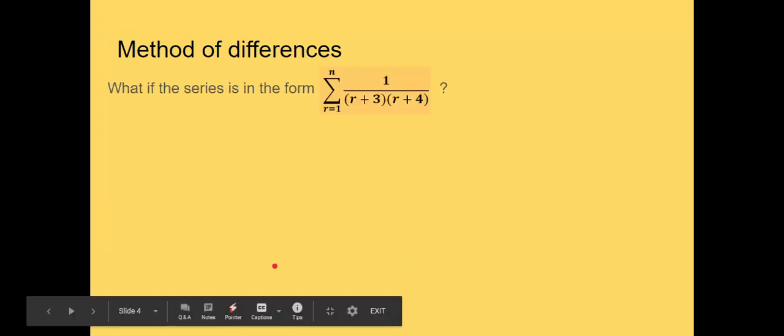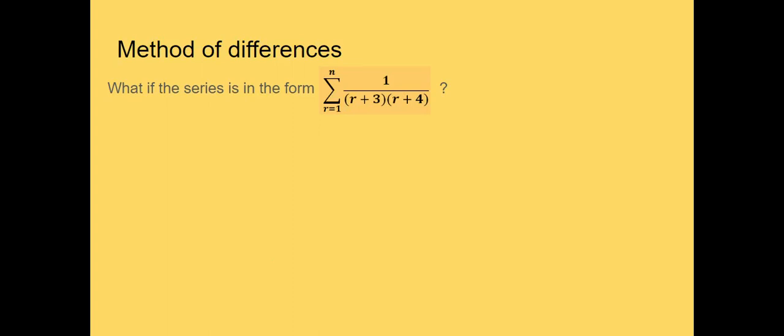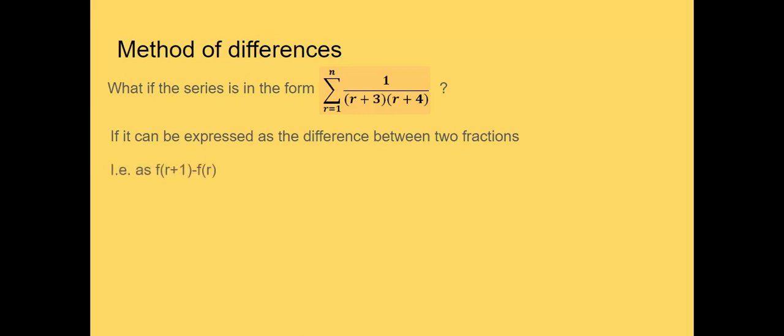So here we have an expression which isn't in the form of 2 values, or finding the difference between 2 values. So what can we do? Well, if it was expressed as that, then we could use the method of differences. And in the exam you'll probably be asked to find one where it can be expressed as the difference between 2 fractions. So how are we going to go about that?